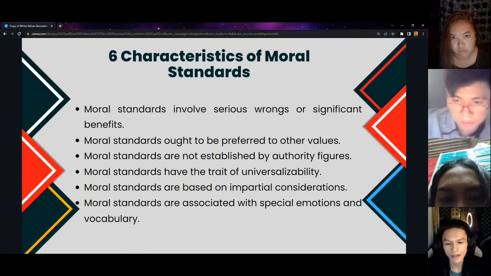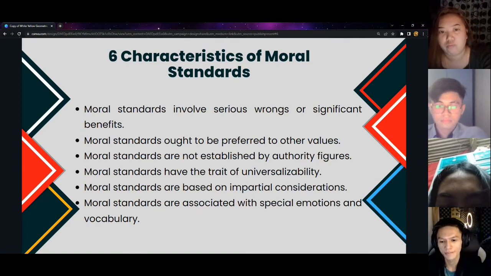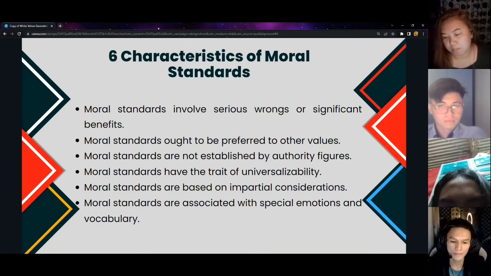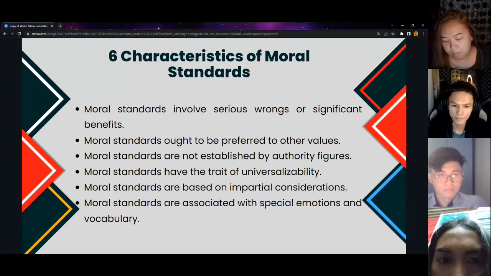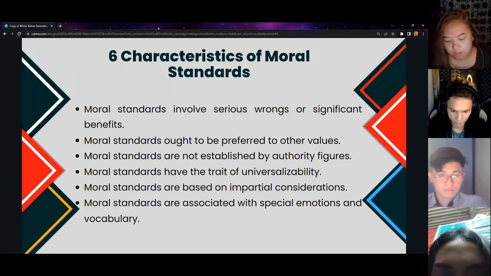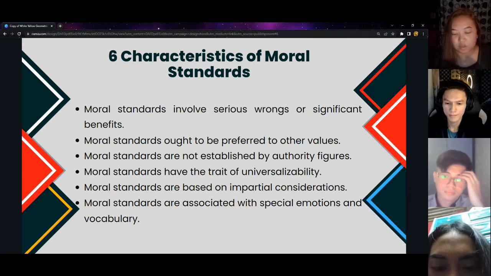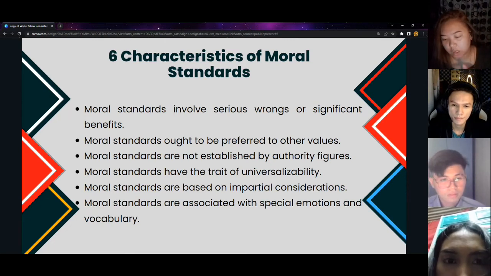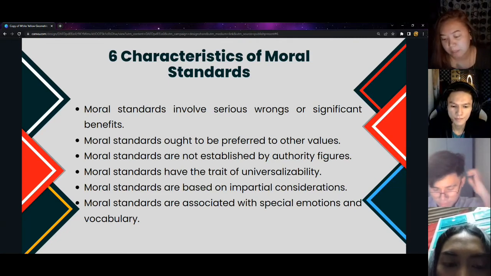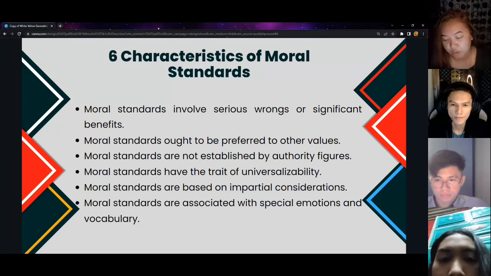These are six characteristics of moral standards that can differentiate further from non-moral standards. Moral standards involve serious wrongs or significant benefits. Moral standards deal with matters which can seriously injure or benefit human beings. The example, as written in our handout, is that following or violating some basketball rules may matter in a basketball game but does not necessarily affect one's life or well-being.